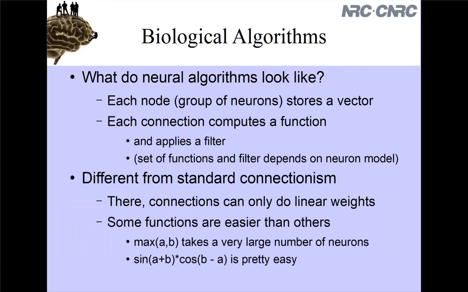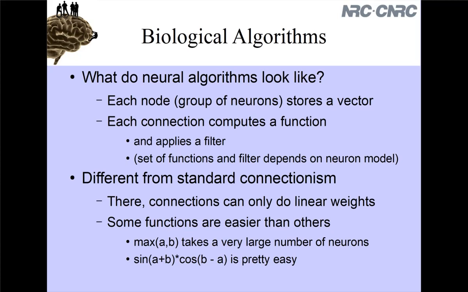Cool. All right. So to summarize all of this so far, what do neural algorithms look like? Well, if I'm trying to come up with algorithms that fit well with this sort of understanding of what biological neural algorithms should be, then what do these algorithms look like? Well, there should be a whole bunch of vectors. So we know groups of neurons can represent vectors. Connections between groups of neurons compute functions on those vectors.